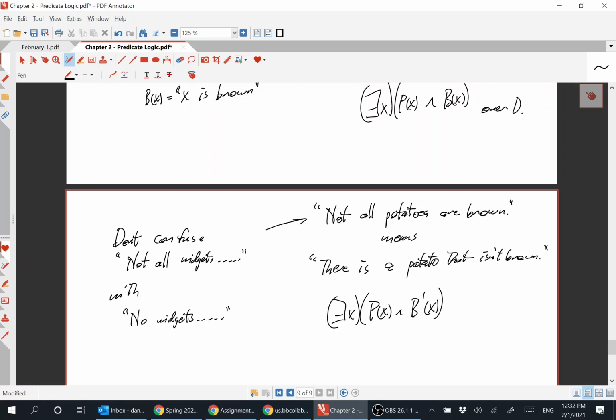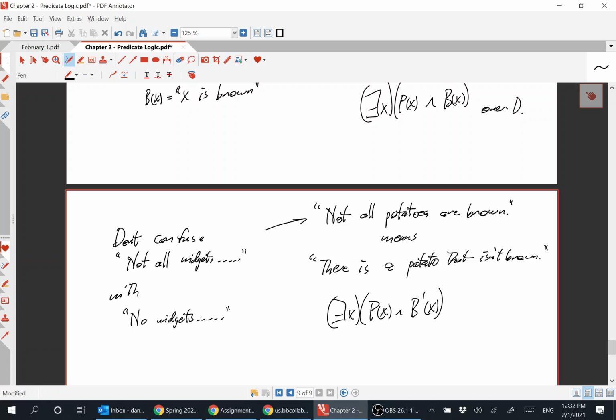Don't confuse "not all widgets" with "no widgets." Not all widgets do something means there is a widget that doesn't do something. No widgets do something means all widgets don't do that thing.